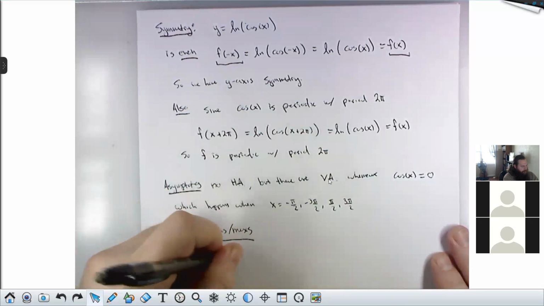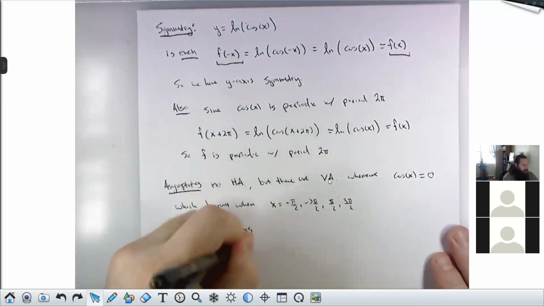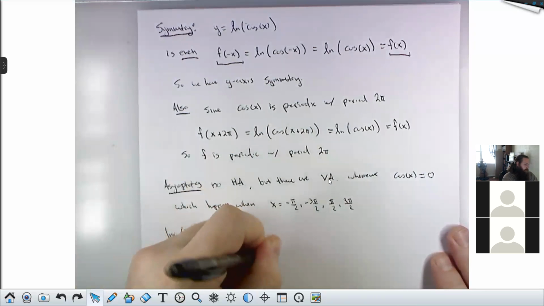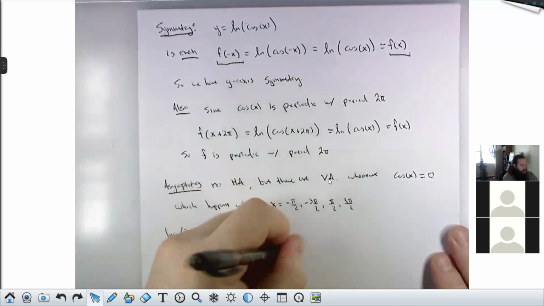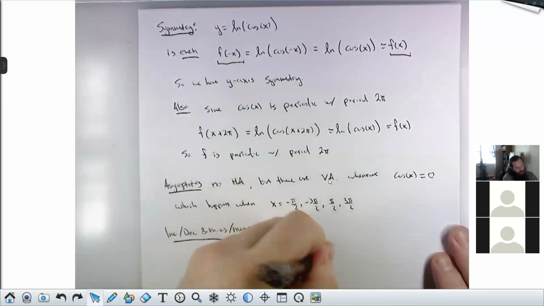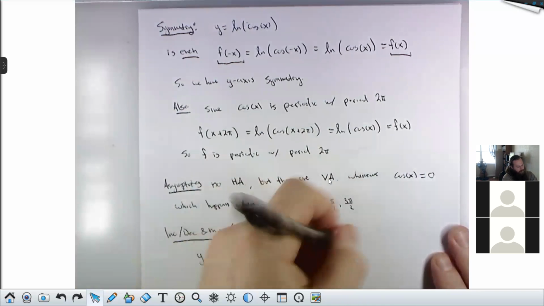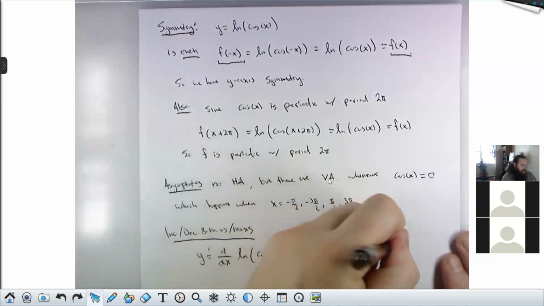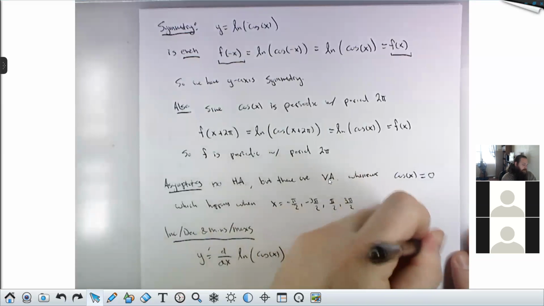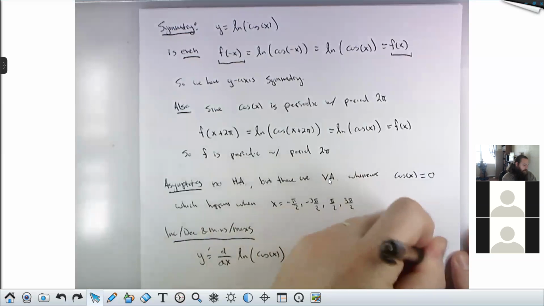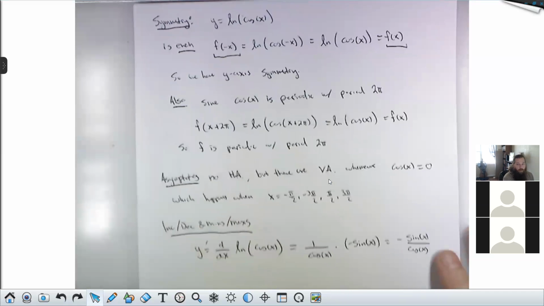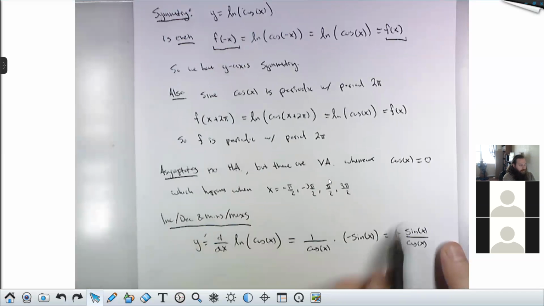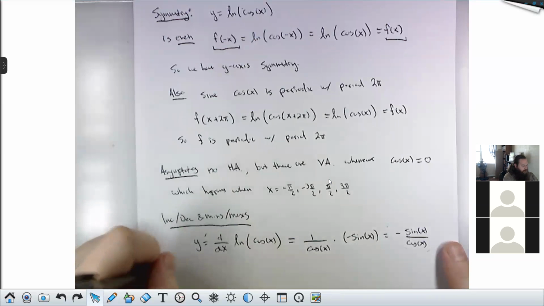Y prime is d dx of the natural log of cos x, which is 1 over cos x times the derivative of cos x, which is negative sine x. So this is negative sine x over cos x. And so your critical numbers would be anywhere that this thing is undefined or equal to 0.